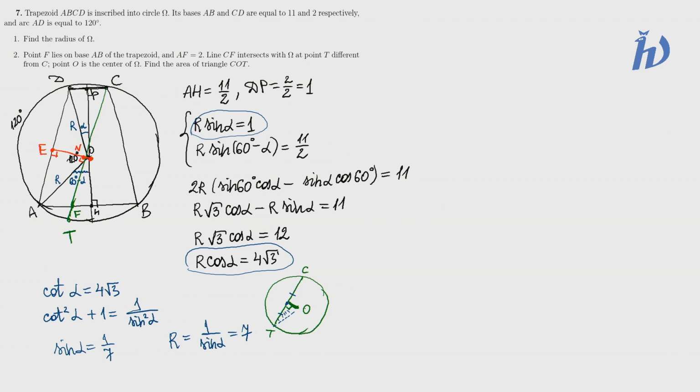All right. As for OE, I can find it from triangle OAD. This is an isosceles triangle, as its sides OA and OD are equal to the radius of our circle, and the angle between equal sides is equal to 120 degrees. Okay, then we can find AD and OE in different ways. For example, I can write down that OE is equal to OA times cosine of 60 degrees, and I'll get 7 divided by 2.